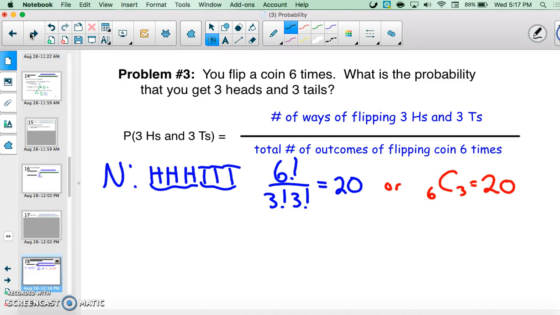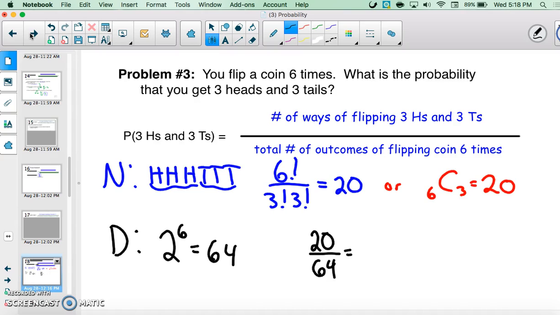For the denominator, we want to find total possible options. So if we're flipping coins 6 times, we've got 6 different times we could say yes or no. So we've got 2 to the 6th power, which gives us 64. So my total probability is going to give us, we've got 20 on the top and 64 on the bottom, which simplifies down to 5 over 16. Sometimes it helps to break it down into the numerator and the denominator.